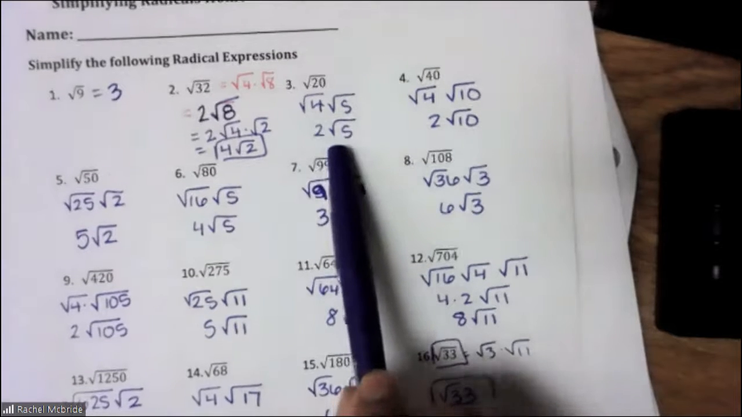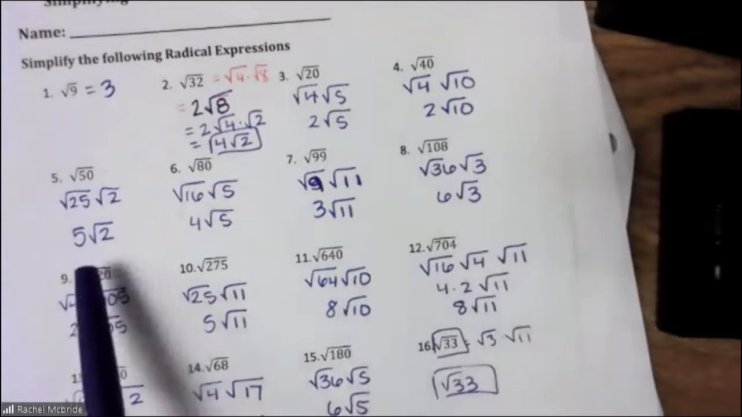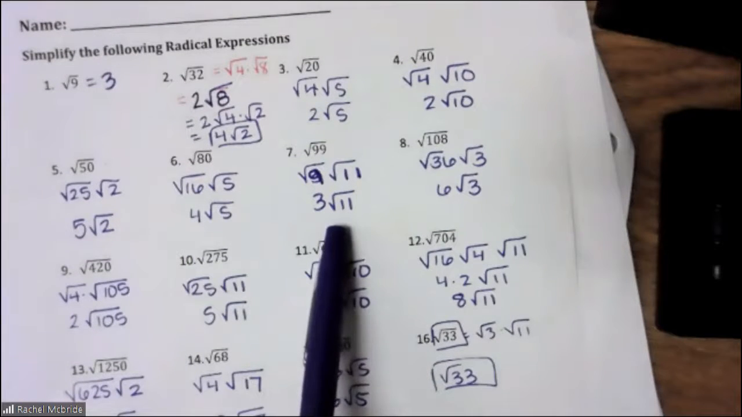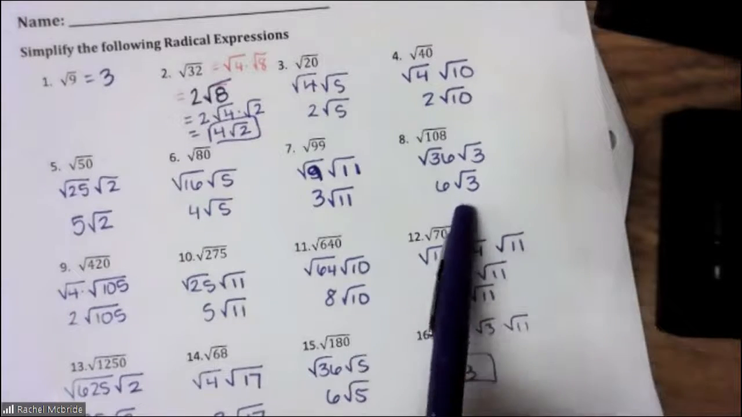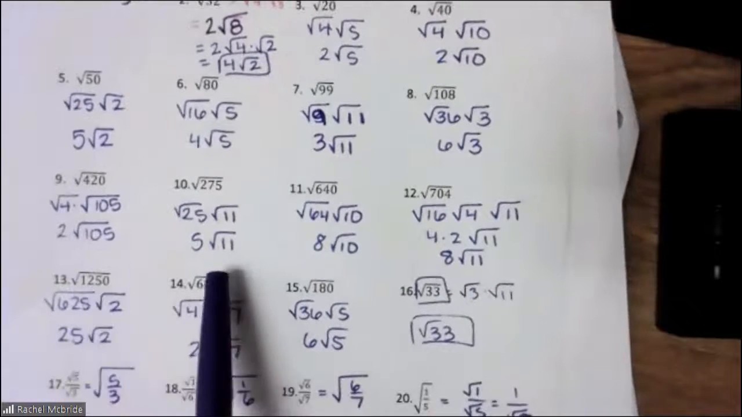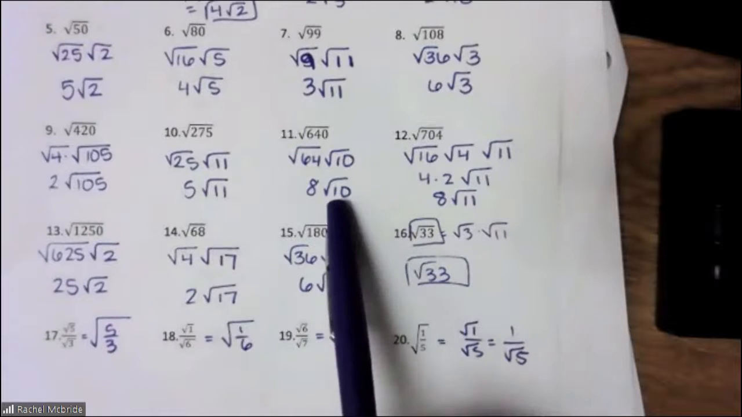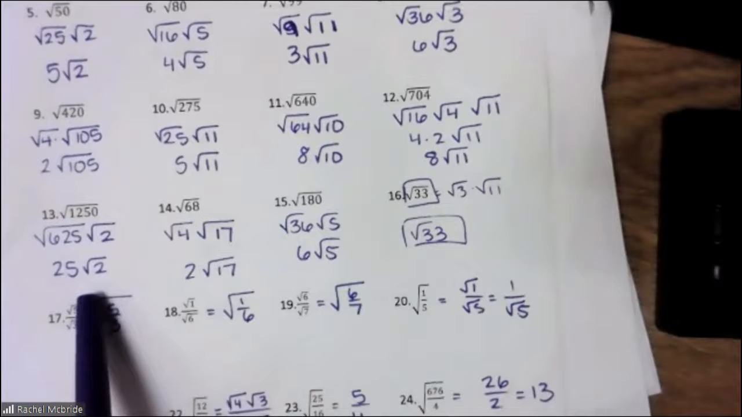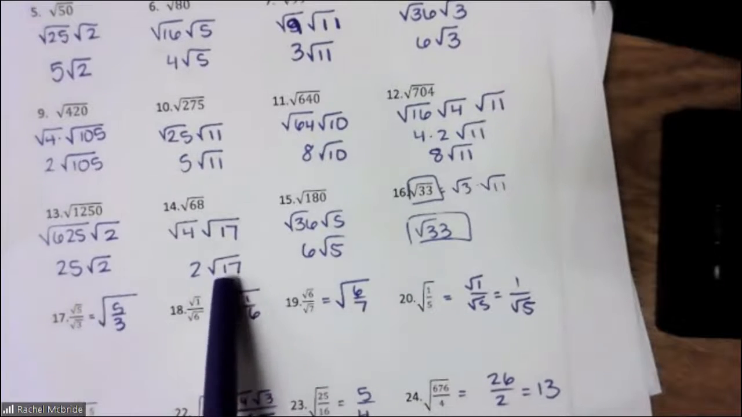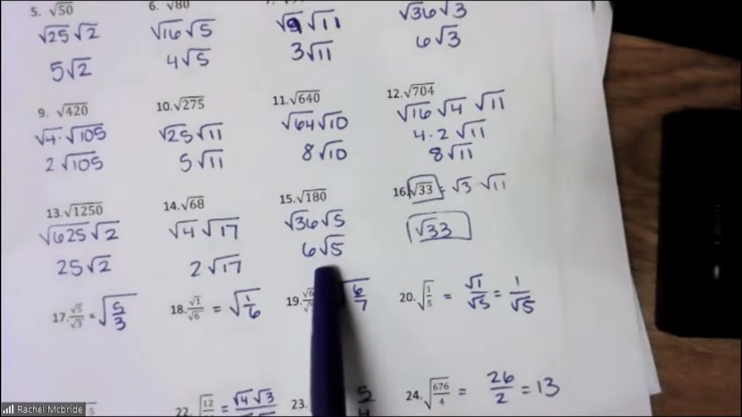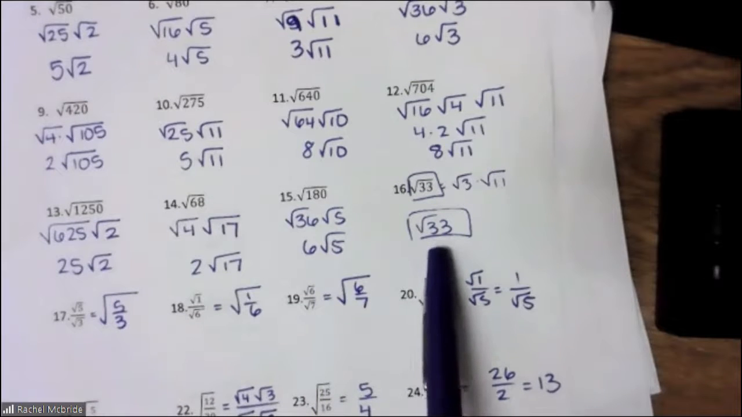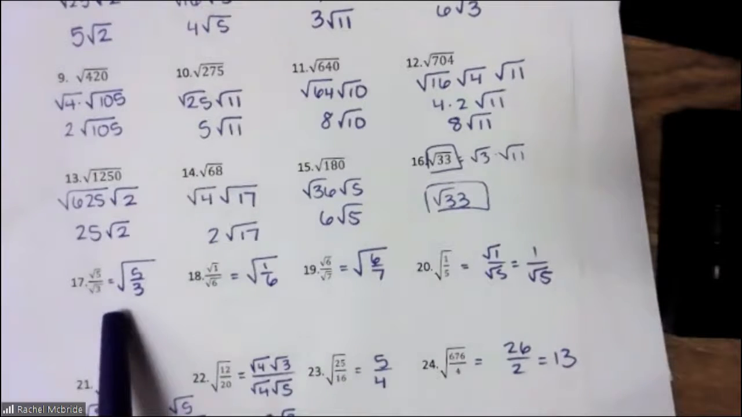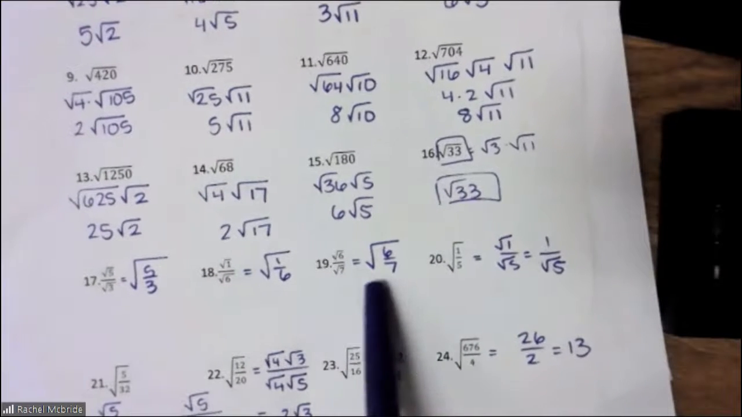2 square roots of 5, 2 square roots of 10, 5 square roots of 2, 4 square roots of 5, 3 square roots of 11, 6 square roots of 3, 2 square roots of 105, 5 square roots of 11, 8 square roots of 10, 8 square roots of 11, 25 square roots of 2, 2 square roots of 17, 6 square roots of 5. 33 breaks into 3 and 11, both are prime, so it stays square root 33. And 17, 18, and 19, I just wanted you to work on rewriting.